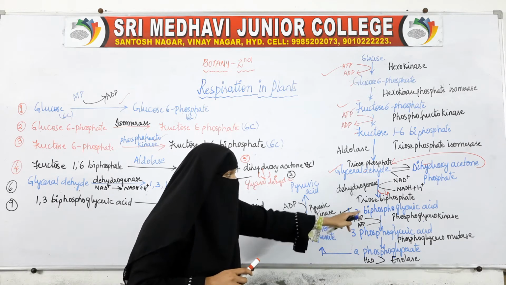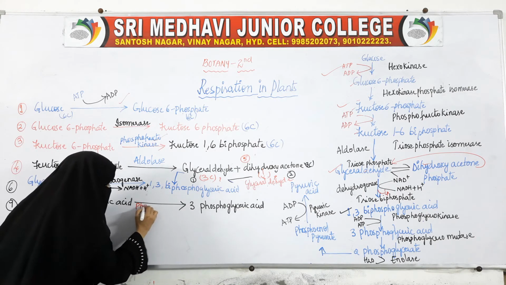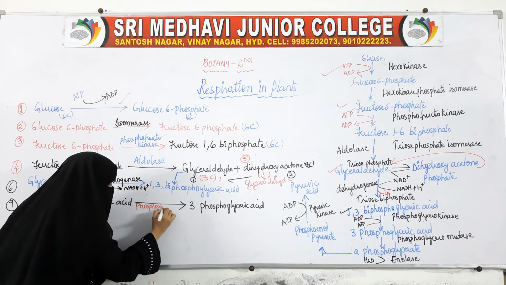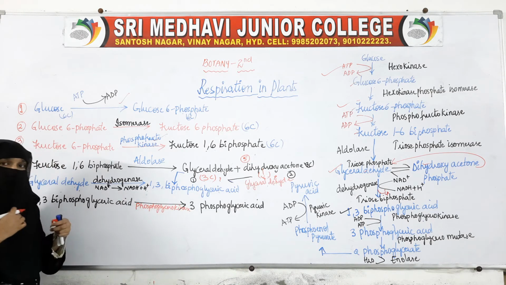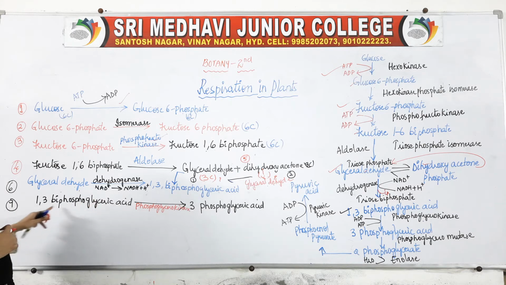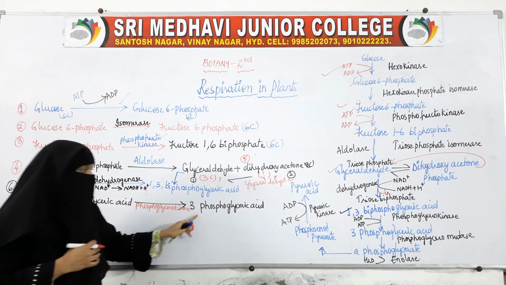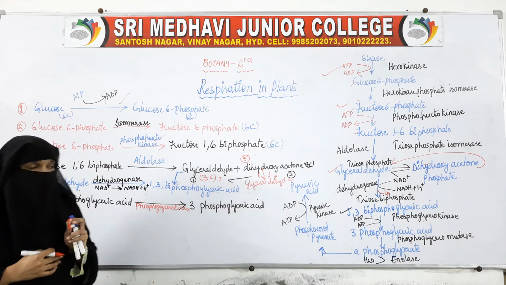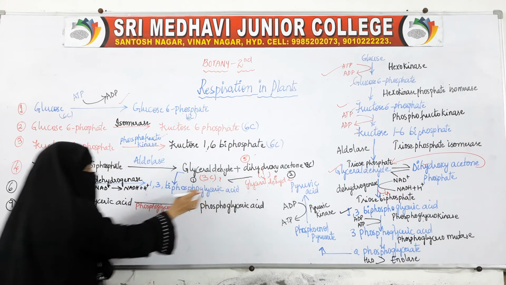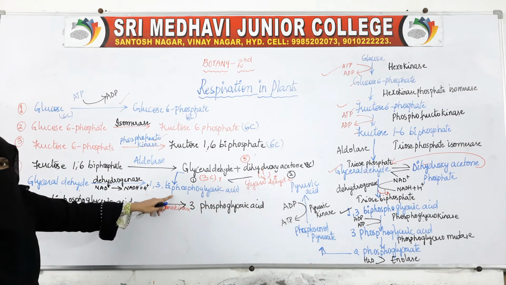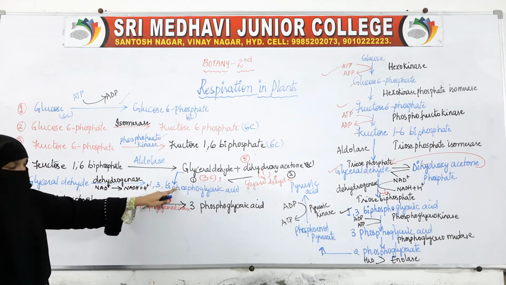So, which enzyme is helping here? Phosphoglycerokinase. Phosphoglycerokinase is the enzyme which is changing this 1,3-biphosphoglyceric acid into 3-phosphoglyceric acid. This I am explaining about this one. So, this also undergoes the same reaction. Okay. This is taking place, this reaction I am writing.